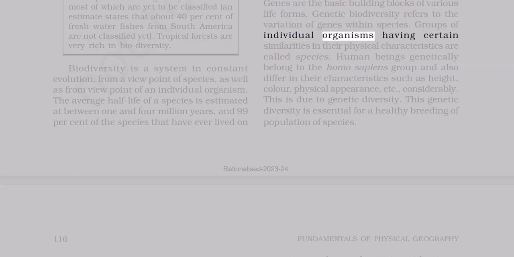Groups of individual organisms having certain similarities in their physical characteristics are called species. Human beings genetically belong to the Homo sapiens group and also differ in their characteristics such as height, color, physical appearance, etc., considerably. This is due to genetic diversity. This genetic diversity is essential for a healthy breeding population of species.